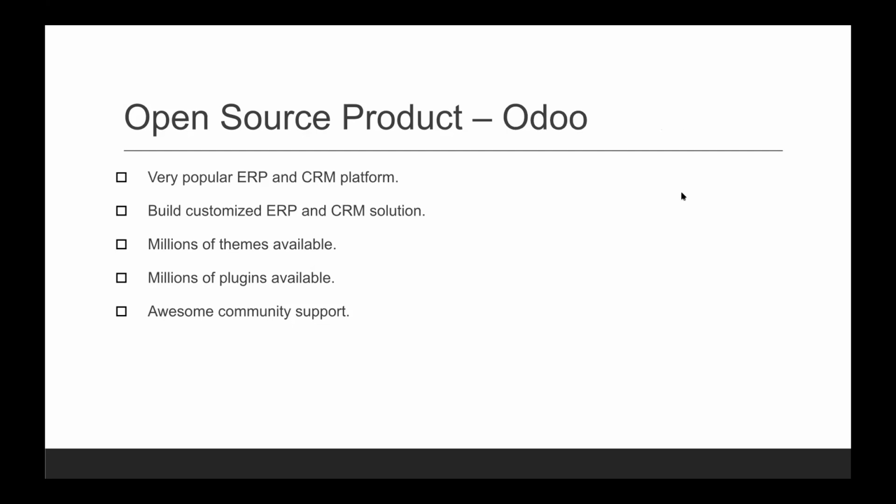There is a popular open source product built on Python called Odoo. It's a very popular, customizable ERP and CRM platform. It's built on top of Python, so if you know Python, then you can definitely work on it. I'm sure you must have heard about SAP and all, right? This is a free version of SAP, you can say, and it is giving tough competition to big players like SAP. And again, themes, plugins, community support, everything is there. So if you want to build any ERP or CRM platform, you can definitely use it.